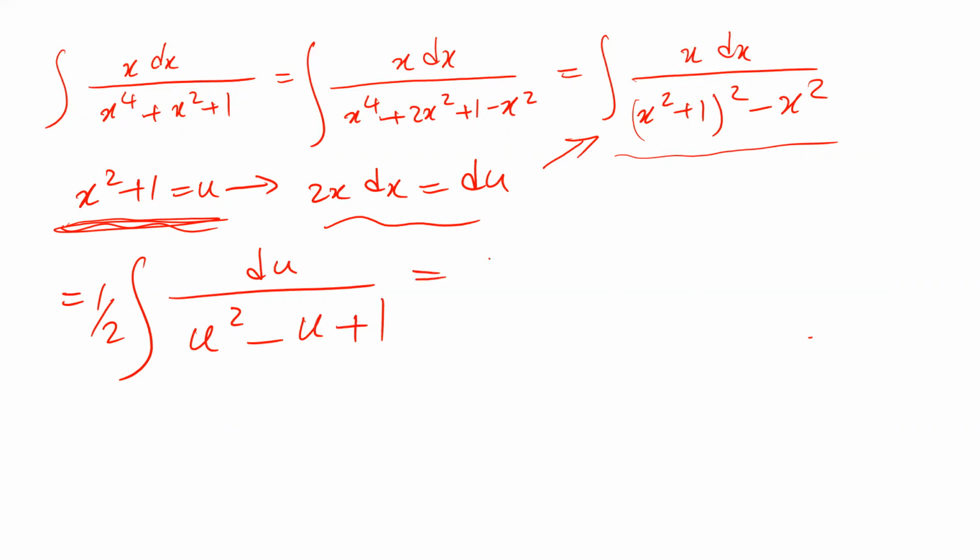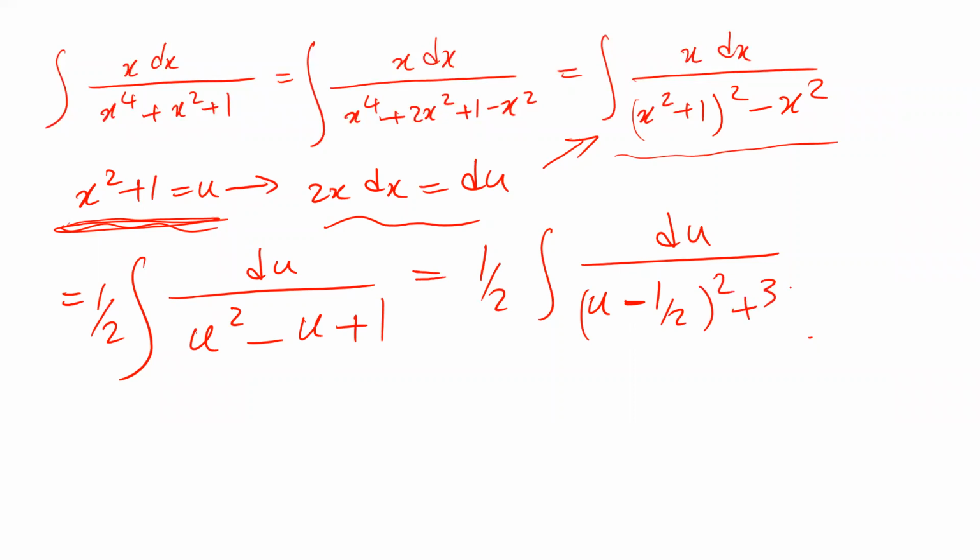And this one you can write as 1 divided by 2 times the integral of du divided by (u minus 1 divided by 2) to the power of 2 plus 3 divided by 4. Because here we have u^2 minus u plus 1 divided by 4, plus 3 divided by 4, which will be equal to 1. So this integral you can now simply solve using the formula in the table of integrals.